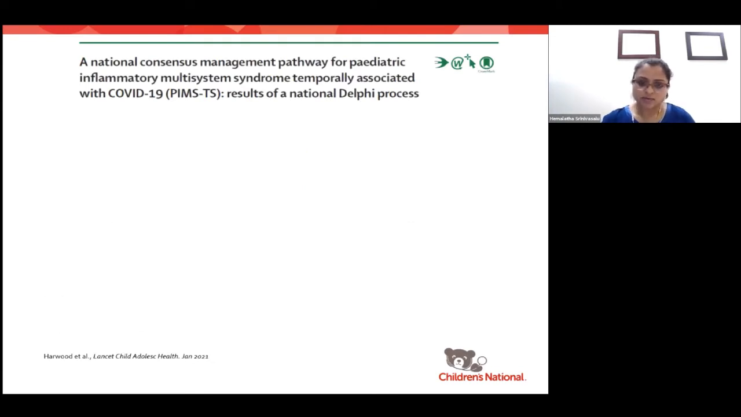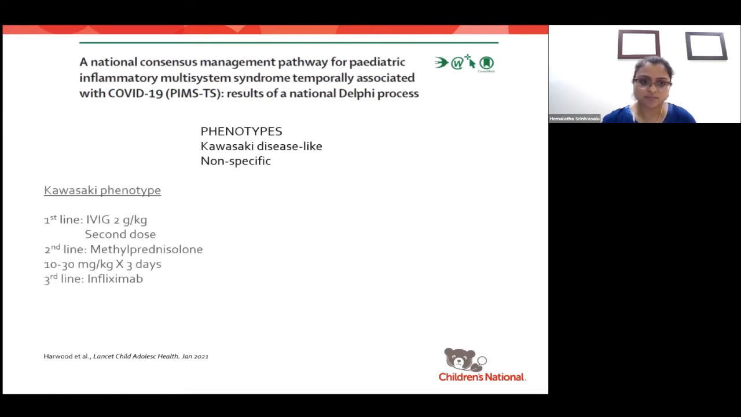The UK guidelines that were developed by a Delphi consensus process slightly differ from the ACR guidelines in that they divide MIS-C patients into 2 phenotypes, Kawasaki and non-Kawasaki. The Kawasaki phenotype patients are treated with IVIG 2 grams per kilo. They do recommend a second dose of IVIG in those who have incomplete response. Methylprednisolone in pulse dose range, that is 10 to 30 milligrams per kilo for 3 days, is recommended as a second-line agent, and infliximab is recommended as a third-line agent.